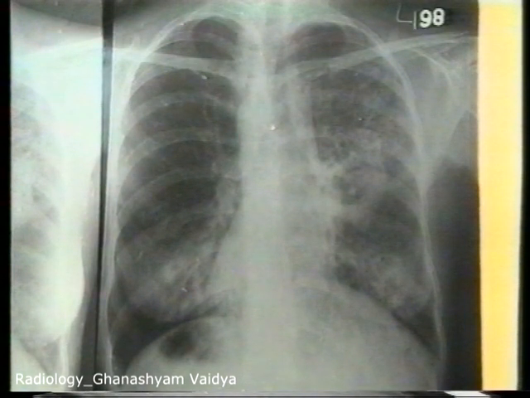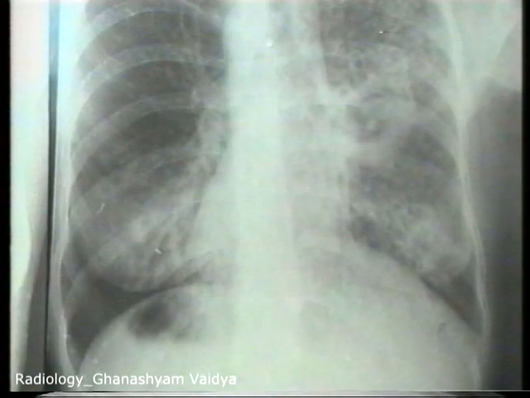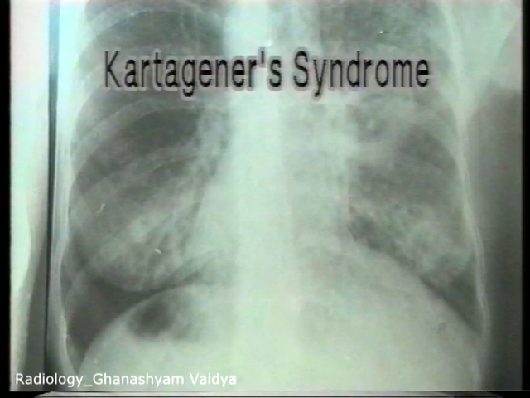Now observe the lower lung fields. Note the patchy opacities and tiny cystic areas in the medial portion of the lower lobes suggesting bronchiectasis. Clinically, the patient had copious expectoration. This is Kartagener syndrome: dextrocardia with situs inversus with bronchiectasis.